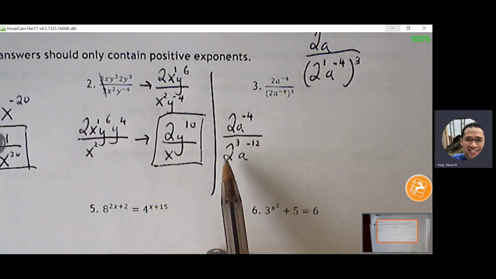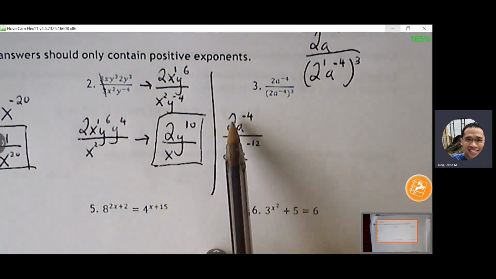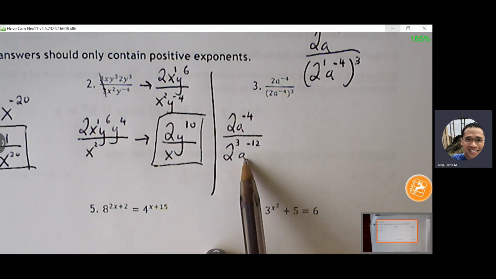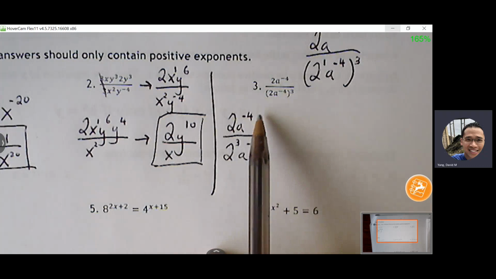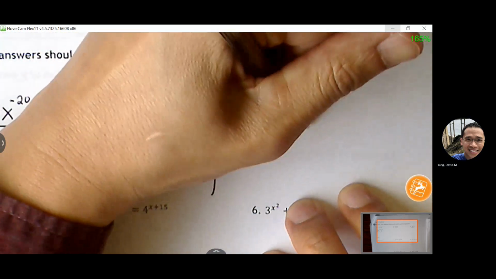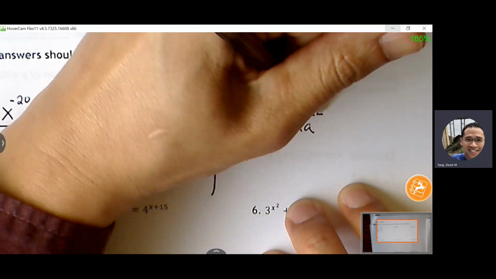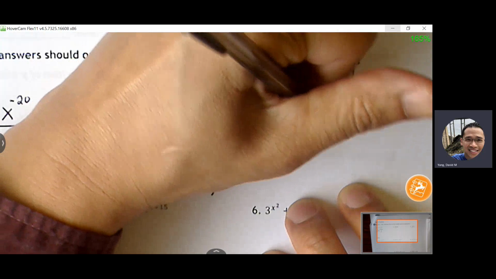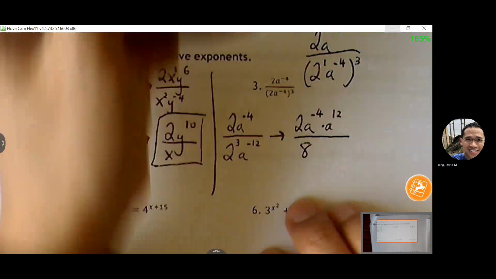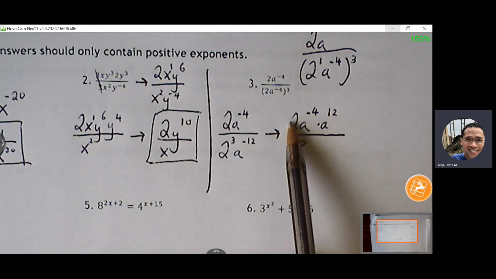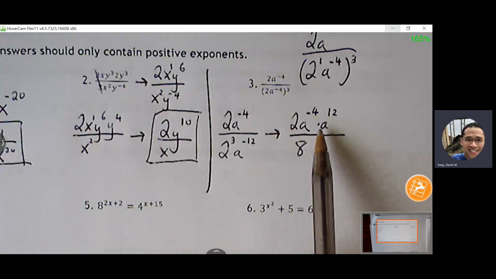We know 2 to the third is 8. We can make 2 over 8 1/4. And you can subtract the exponents here, or you can move that a to the numerator and then add the exponents. Okay, so you have a lot of options in terms of how you apply your properties here. I made that 2 cubed 8. 2 over 8 is 1/4. Add the exponents. 12 minus 4 is 8.